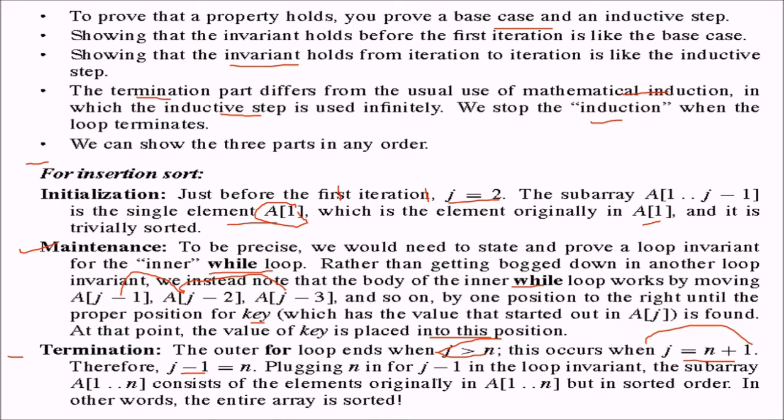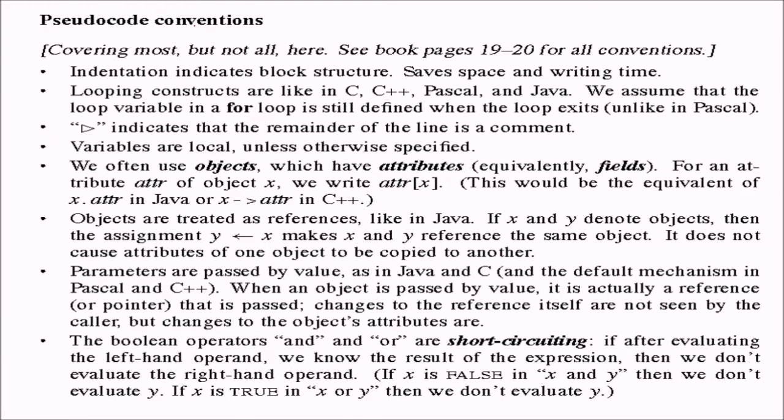So plugging n in for j minus 1 in the loop invariant, the subarray a[1..n] consists of the elements which were originally in a[1..n], but in sorted order. So we have values which are sorted, but they originally belong to the initial values which have been input. So the entire array is sorted, and we have some pseudocode conventions.